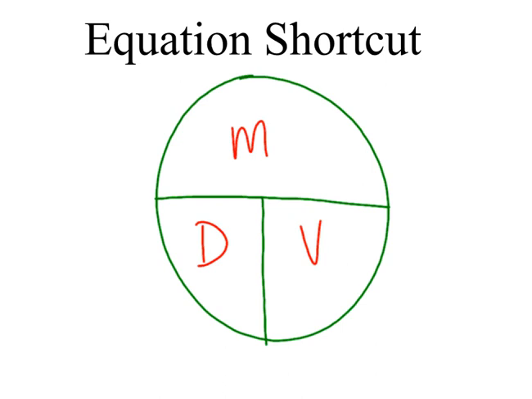If you have this drawn on your paper, all you have to do is cover whatever variable you're trying to solve for. Now, what's important, and we'll get to this when we do the equations, is that all of your units match up. What I mean by that is if my mass is in grams and my volume is in, say, milliliters, right? My density must be in grams per milliliter, okay?